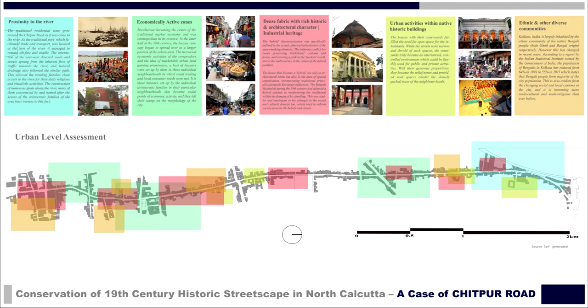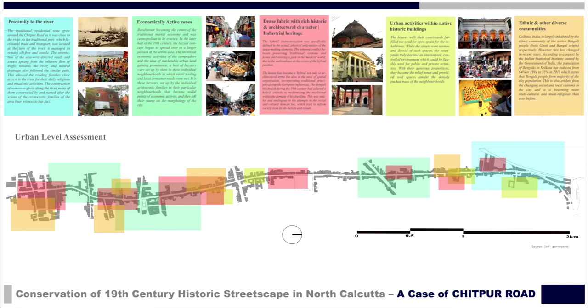Proximity to the river. The traditional residential zone grew along Chitpur Road as it was close to the river as the traditional port, which facilitated trade and transport. The bazaar based economy. The proximity to the river was also the main reason for the thriving wholesale bazaar, with the Bara Bazaar becoming the center of the traditional market economy and being cosmopolitan in its essence.